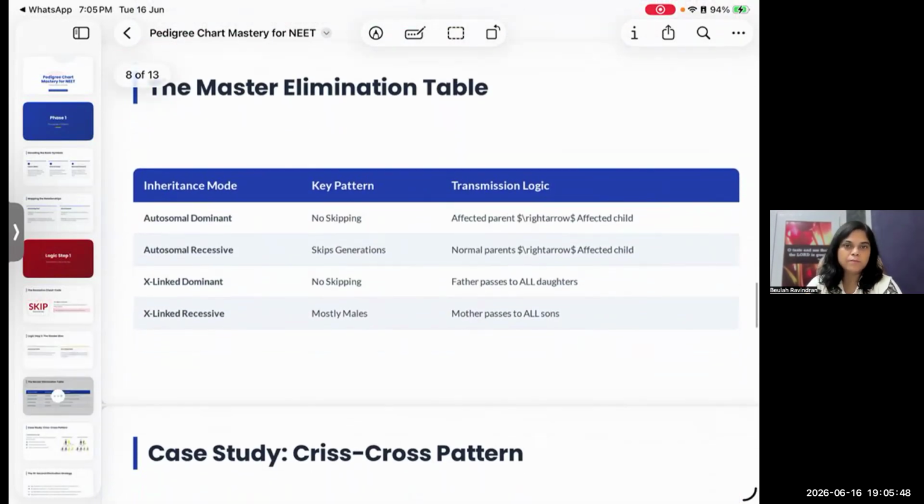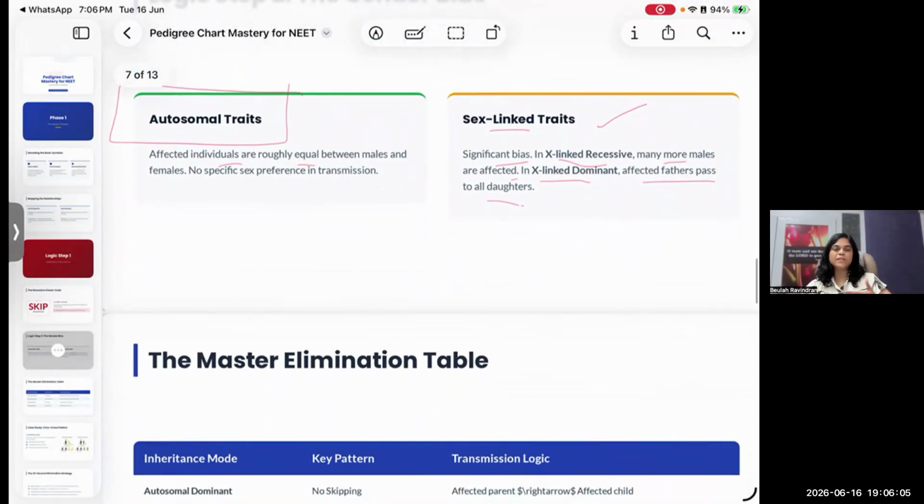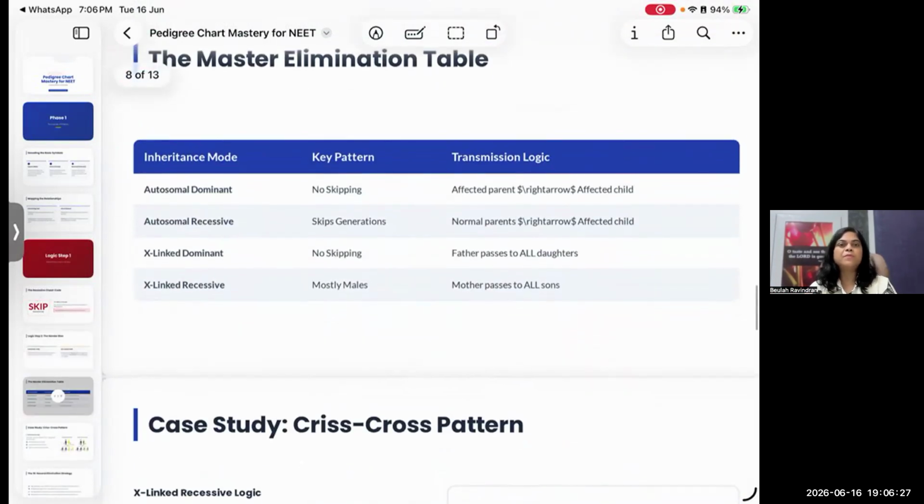There are 4 types of disorders you must know: autosomal dominant, autosomal recessive, X-linked dominant, and X-linked recessive. Autosomal is irrespective of sex, so there is no sex preference, and affected individuals are roughly equal between male and female. But X-linked recessive means many more males are affected, and X-linked dominant means an affected father passes it to all daughters.